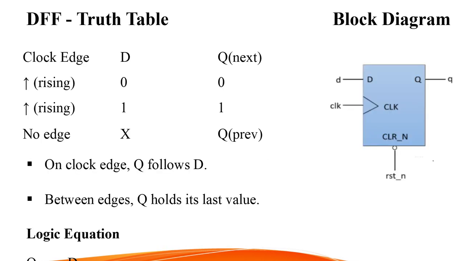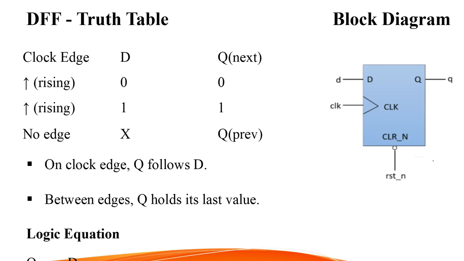D flip-flop truth table and its block diagram. So it has one input, that is D, data in, and one output Q, output data, and also a clock signal. We are applying the clock signal, either negative edge clock or positive edge clock, and initially we do the reset. So when we are giving the rising edge, whatever the data we have, the same data will be reflected at the output stage.